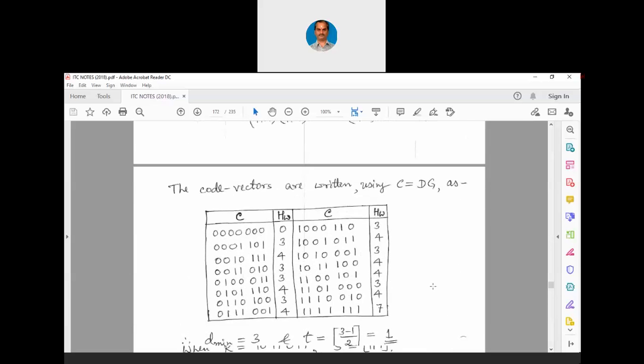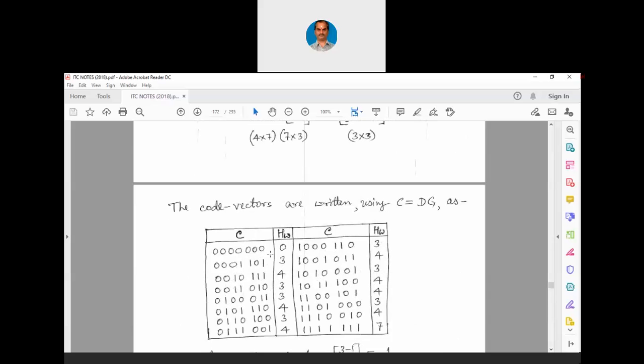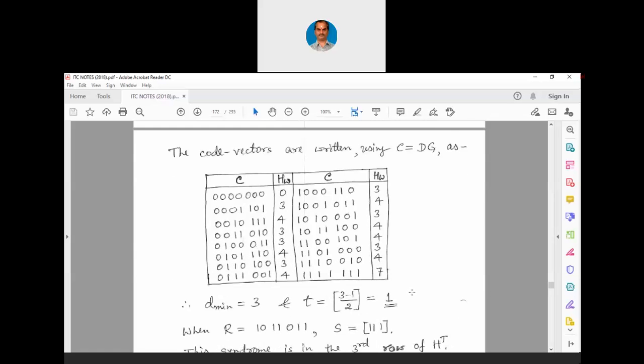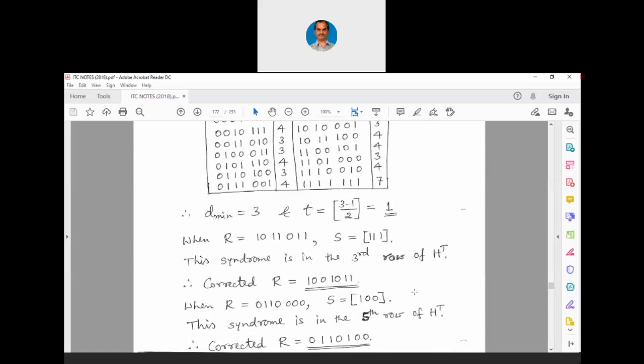Now he has asked us to find out the code vectors. Code vectors can be easily found by simply writing C equals D into G, because we have a generator matrix. Using that, I have already written all the code vectors here, right from 0001, 101 till 1111, 111. Here you can see the dmin is 3, and the error correcting ability is (3 minus 1) by 2, which equals 1.